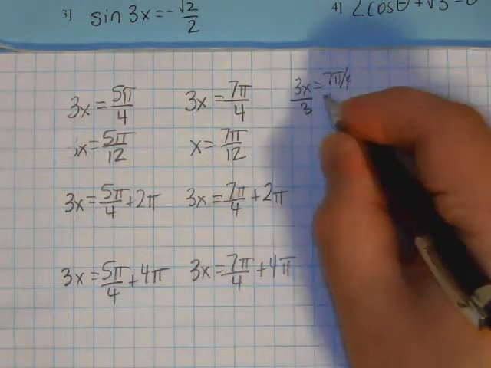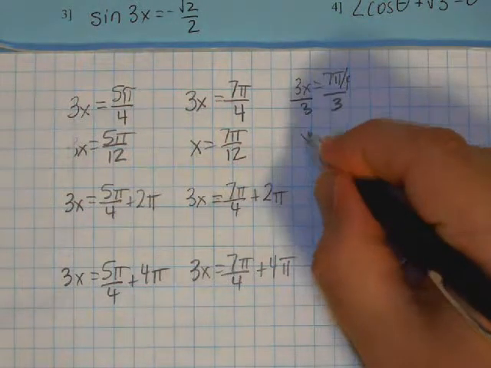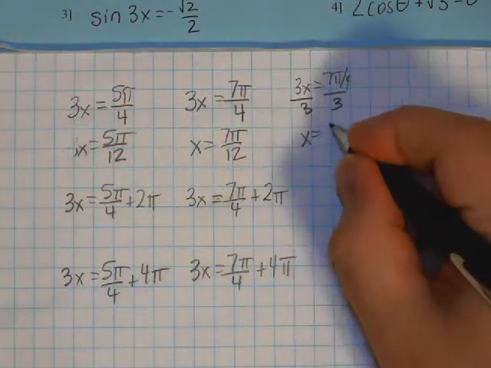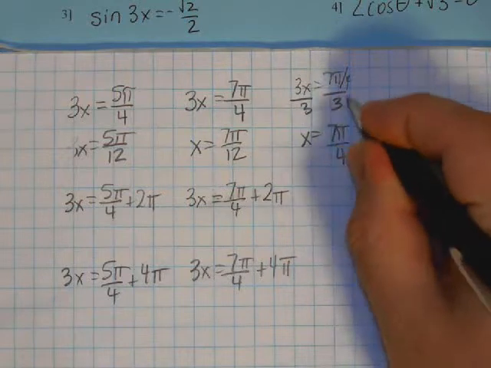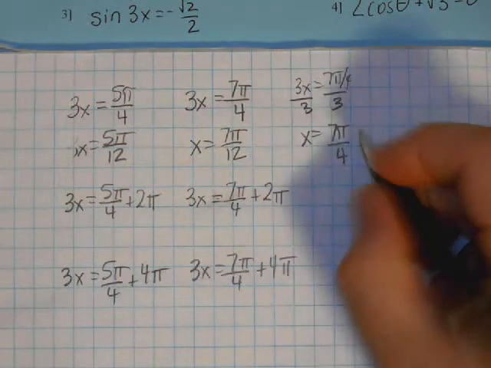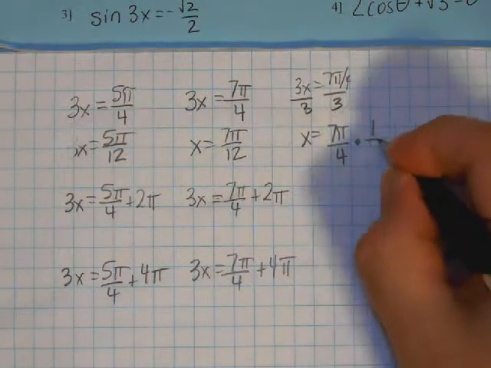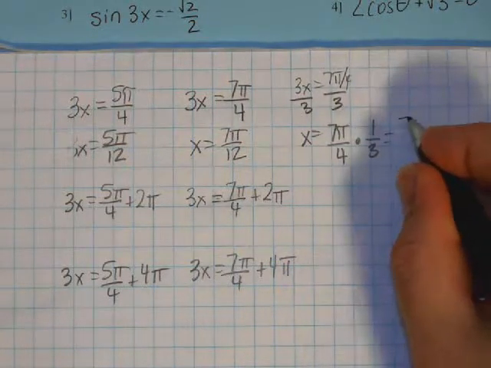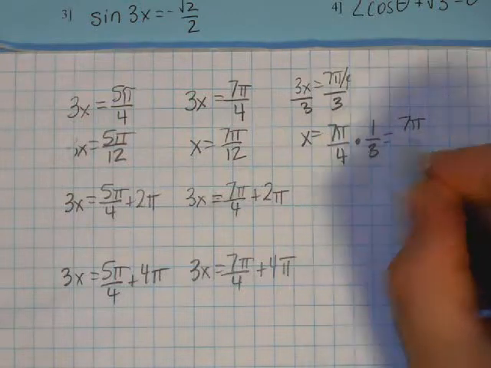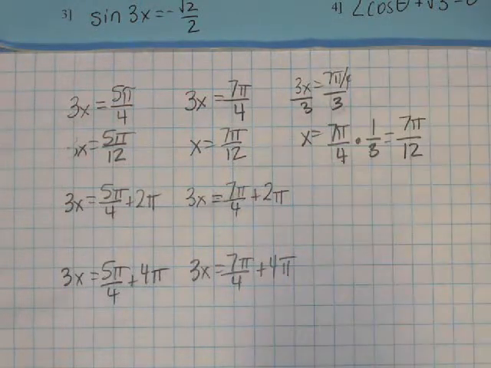So when I divide both sides by 3, obviously that's x, but over here what I'm really getting is 7 pi over 4 times the reciprocal of the denominator. Well, the reciprocal of 3 is 1/3. 7 pi times 1 is 7 pi, and 4 times 3 is 12.